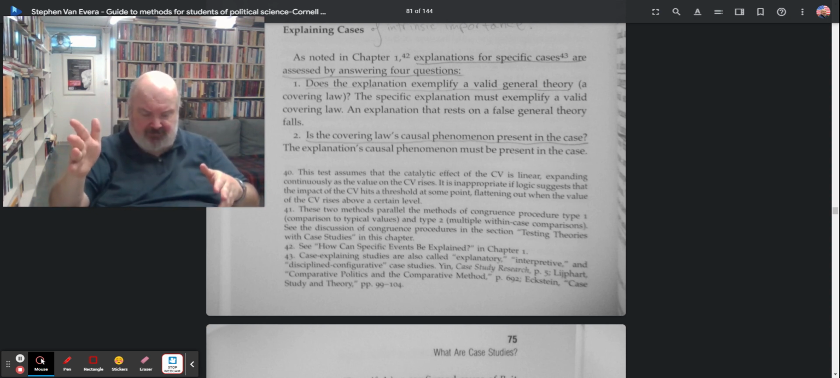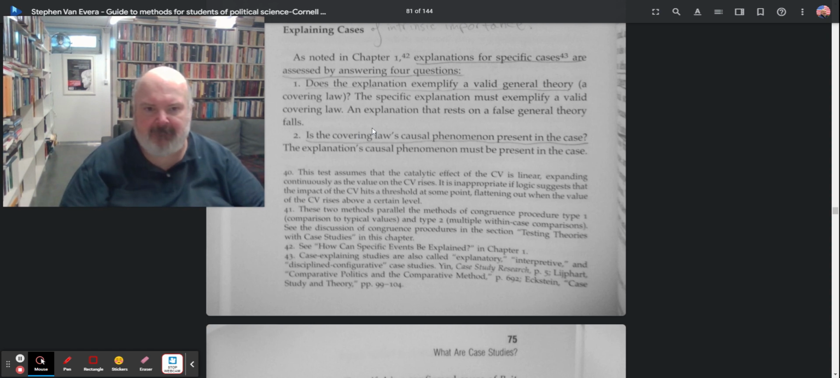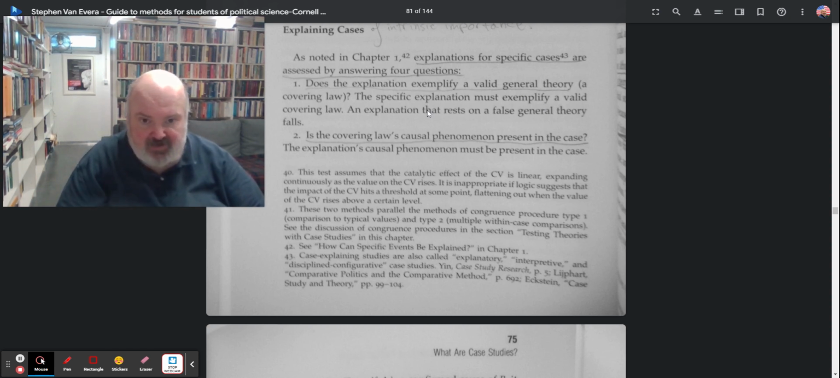Does the explanation exemplify a valid theory? A specific explanation must be an example of a valid theory, and therefore, if the theory is false, then the explanation is therefore false.